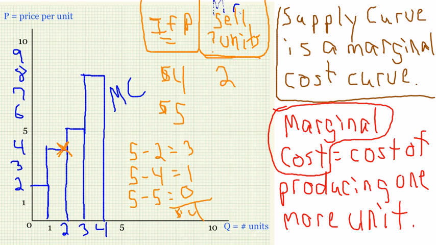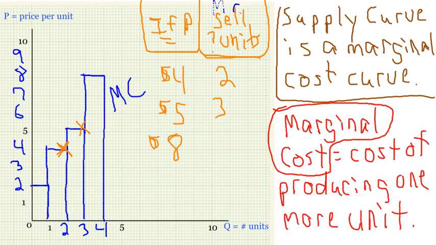So when price is 5, we will sell 3 units. So price of 5, sell 3. I'm going to mark that right there. And if you go through the same logic, if the price is $8, then we're going to go ahead and sell 4 units.